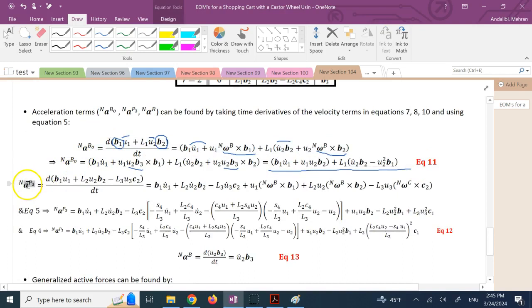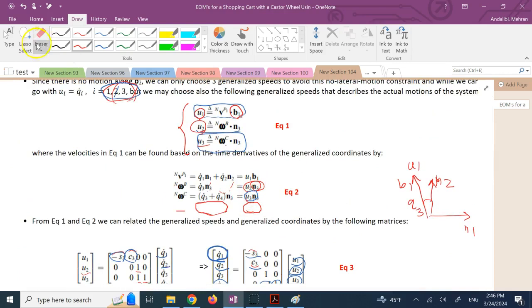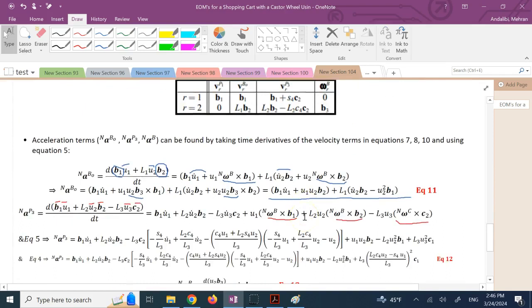For point P3, you have to take the time derivative of V of P3, and here you even have more derivatives. B1 has a time derivative, U1 does, U2 does, B2 does, U3 does, and C2 does. So these are the time derivatives of those unit vectors. For C2, since it's attached to frame C, we have to cross multiply omega of C by that, and remember omega of C is U3 times N3. Or if you want to write it in terms of the C frame, you can write it as U3 times C3, if you would like. You can write it that way, and then bring it down, and then plug it in.